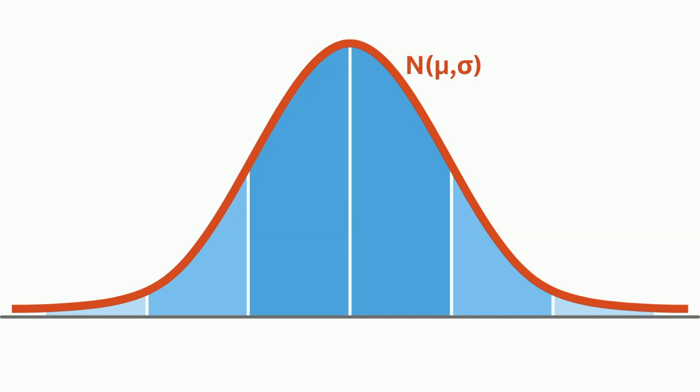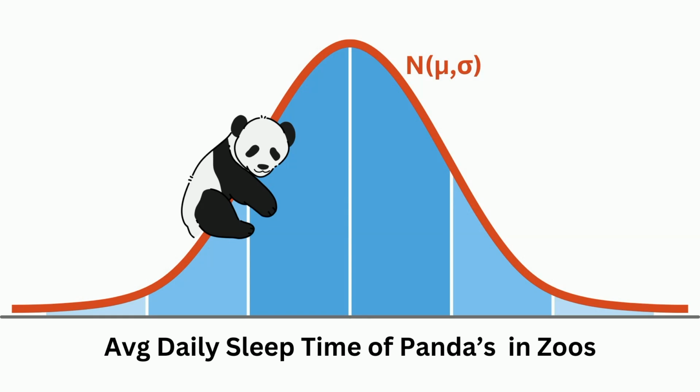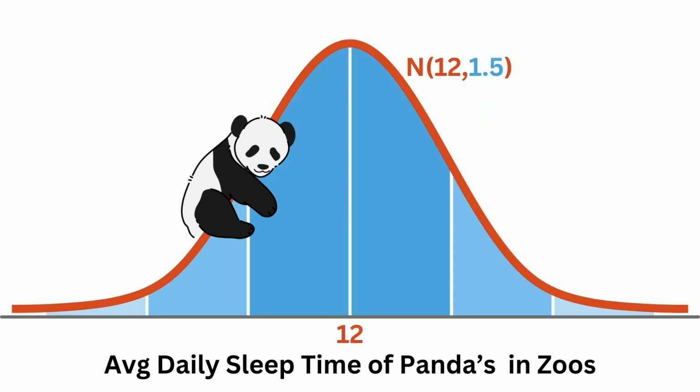A normal distribution is mound-shaped and symmetric. Think of it like the classic bell curve. We'll use our panda sleep data to illustrate this. The average panda in the dataset sleeps 12 hours per day, and the standard deviation is 1.5 hours.